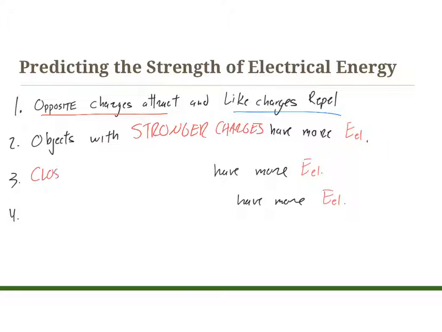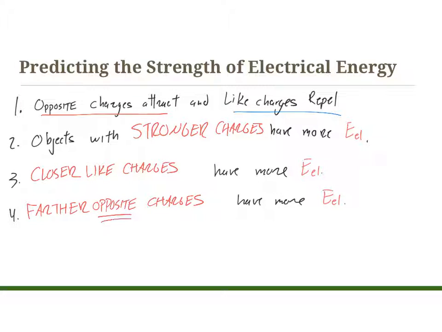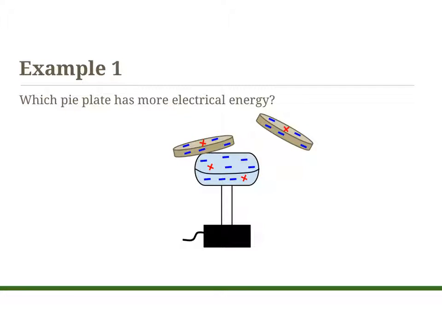Closer like charges have more electrical energy, and also farther opposite charges have more electrical energy. So closer things with like charges have a lot of electrical energy, and farther things with opposite charges tend to have lots of electrical energy. So take a look at a couple of examples.